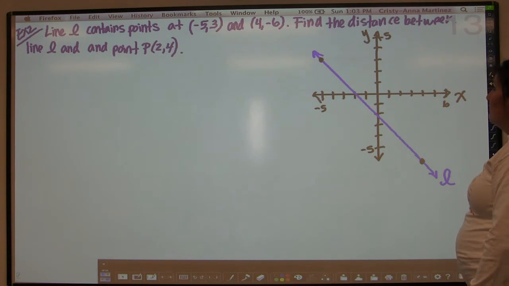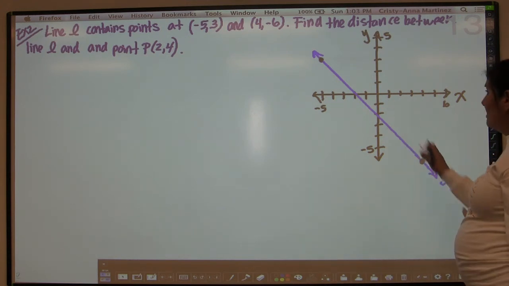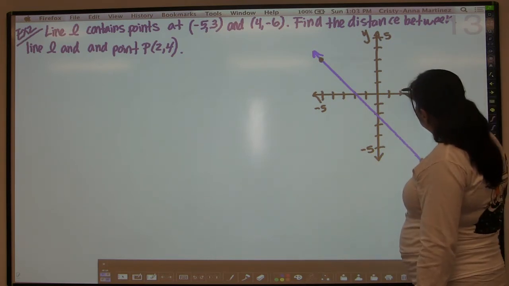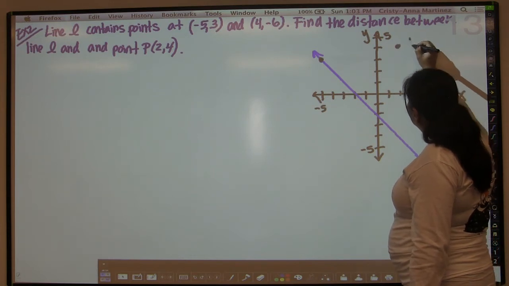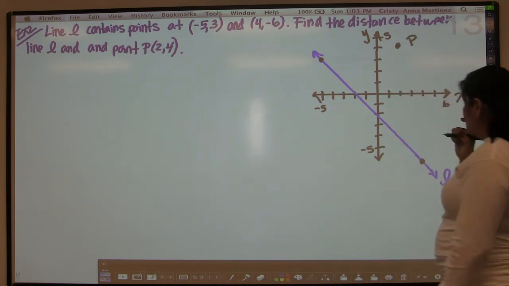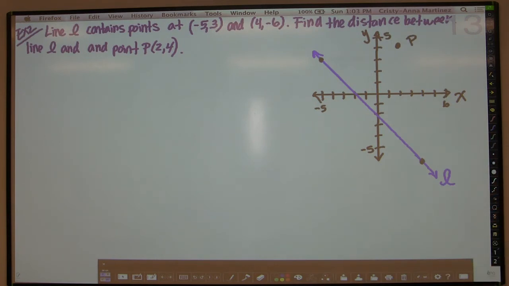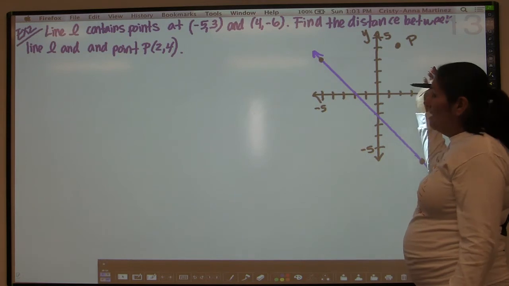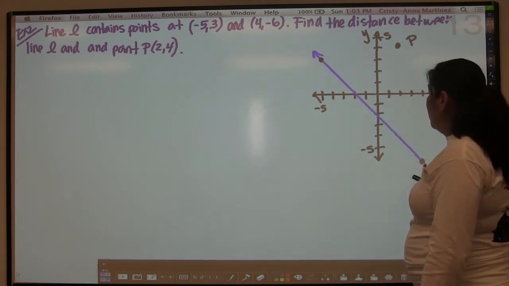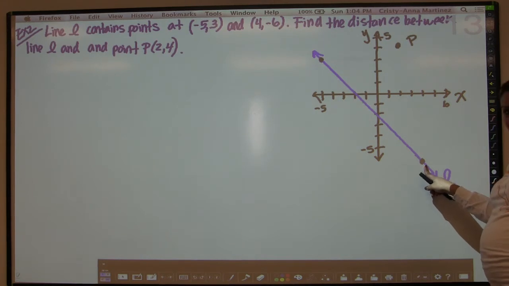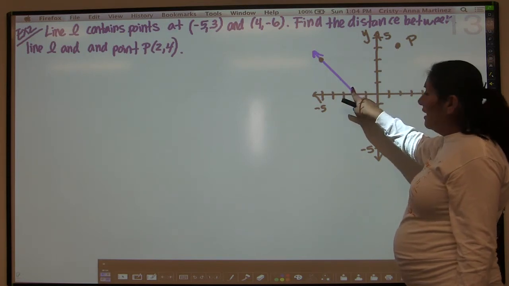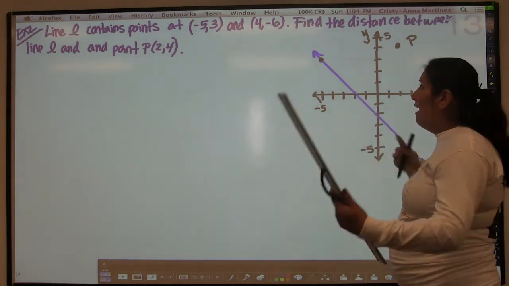And then they want us to find the distance between line L, so between this line, and point P, which is not on the line. So point P is (2, 4). So there's 2, 1, 2, 3. So here's point P, all hanging out over here. And they want us to find the distance between the line L and point P. So you see, you can't just take this point and P and find the distance. That's not what they're asking for. You can't do that with this point either. Why? Because those points are not the perpendicular distance. You have to find the point that is perpendicular to the line, and that will be the accurate distance to find. So then how do we do that?